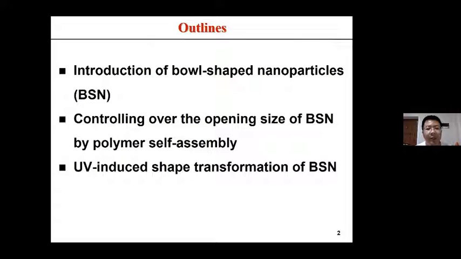There are three parts in my presentation. Firstly, I will introduce the structure, features, and applications of bowl-shaped nanoparticles. Then I will share our recent progress on the preparation and controlling over the opening size of bowl-shaped nanoparticles by the strategy of polymer self-assembly. At last, I will introduce the UV-induced shape transformation of bowl-shaped nanoparticles.